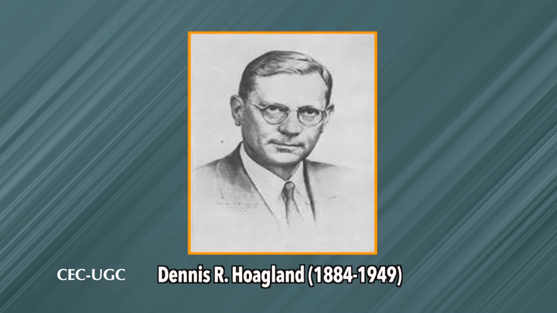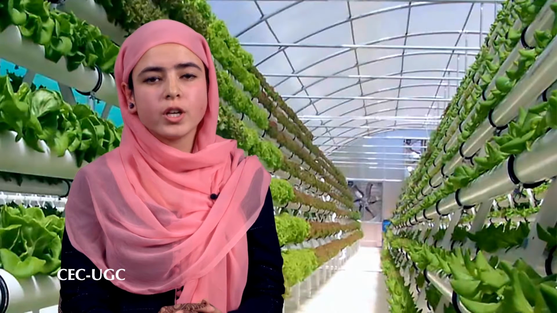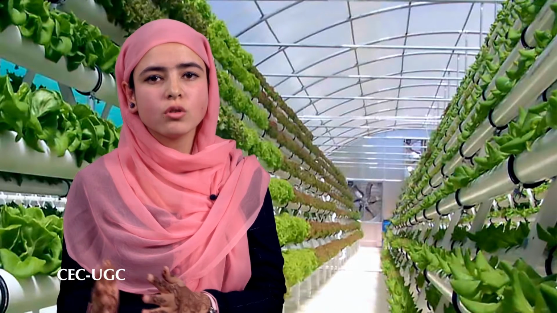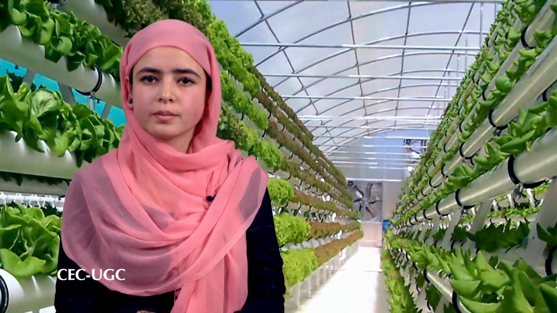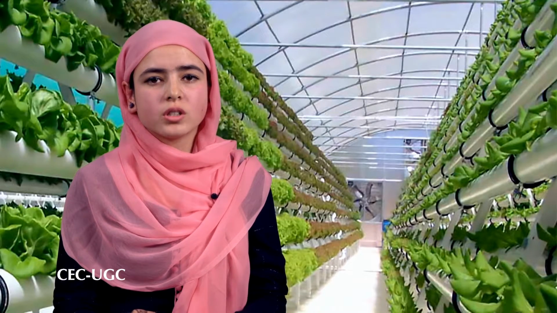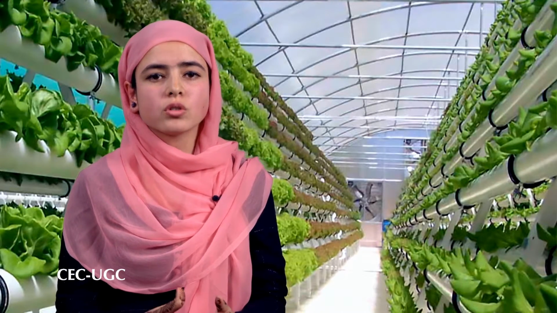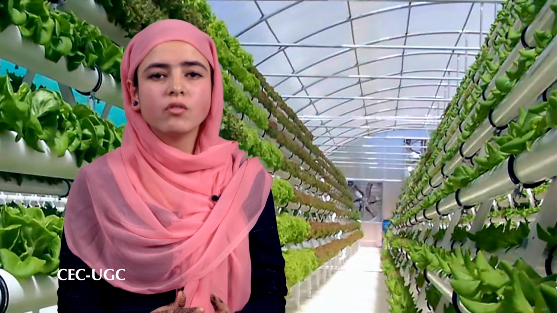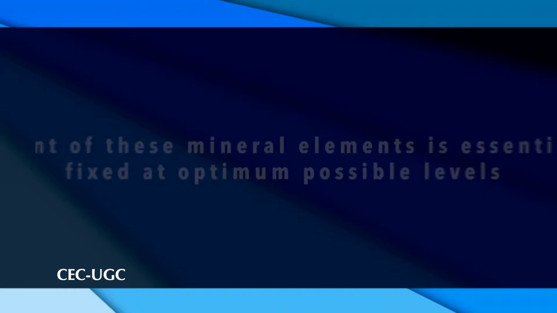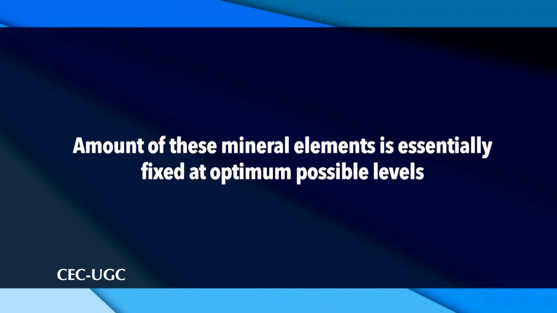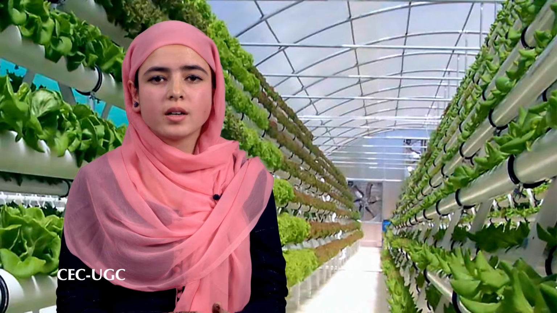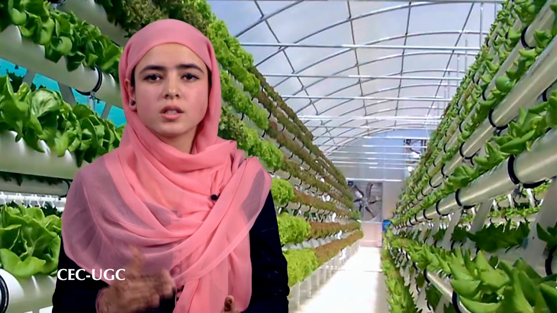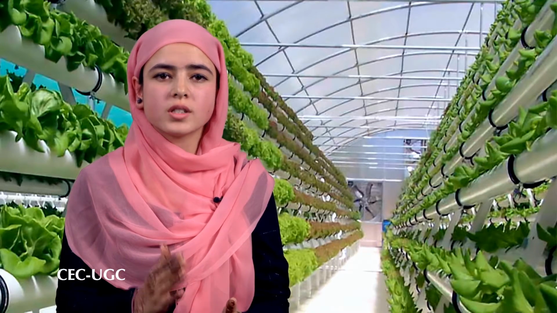It was named after Dennis R. Hoagland, who was actively involved in the preparation of modern mineral nutrition solutions in the United States. The modified Hoagland solution is found to contain almost all the mineral elements needed for rapid plant growth. The amount of these mineral elements is essentially fixed at the optimum possible levels. This helps plants in avoiding the toxicity symptoms or stress due to salinity.